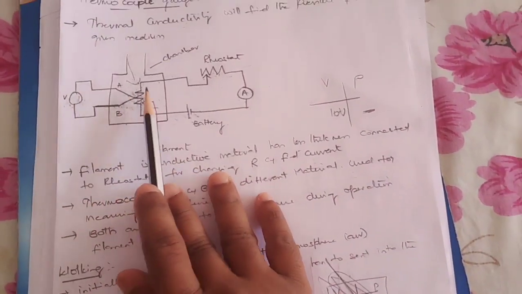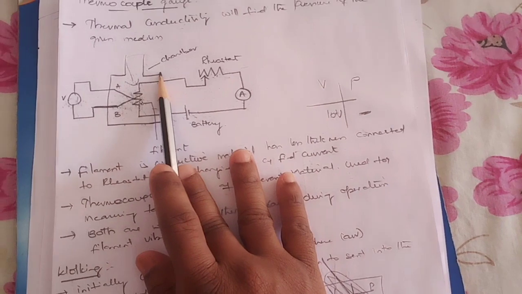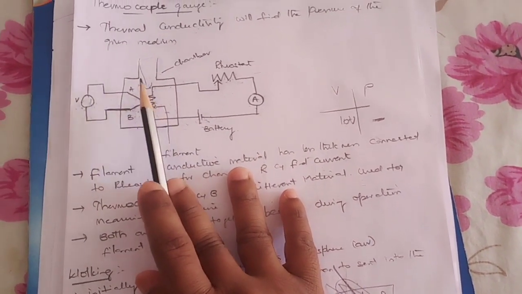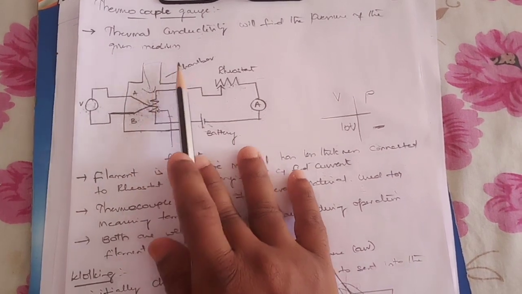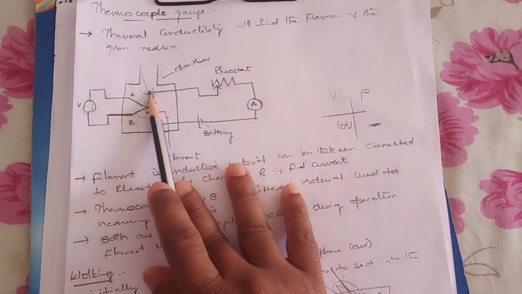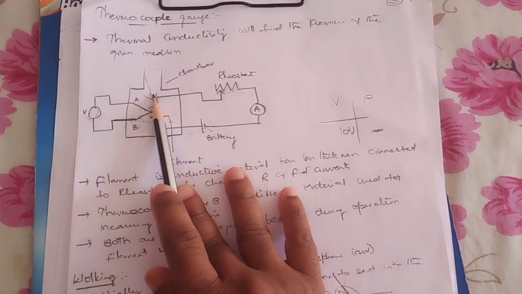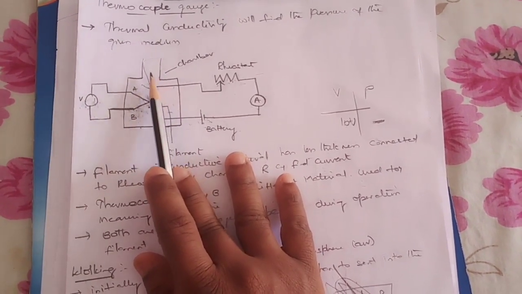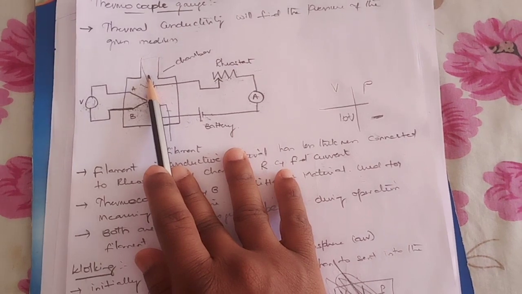So under initial conditions, let us consider this is a chamber into which the atmosphere is sent, whose value has to be measured. Generally the pressure of the gas, whatever is to be measured, is sent into this chamber. Initially let us consider that this chamber is filled with air. The value whichever we are measuring is in terms of pressure.